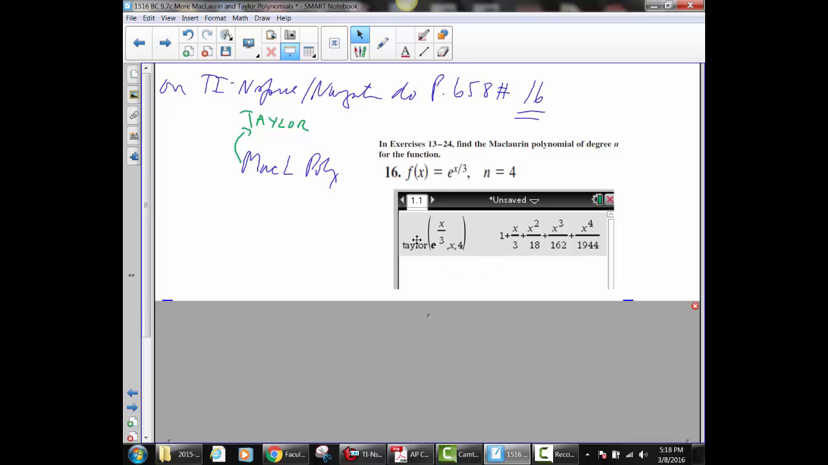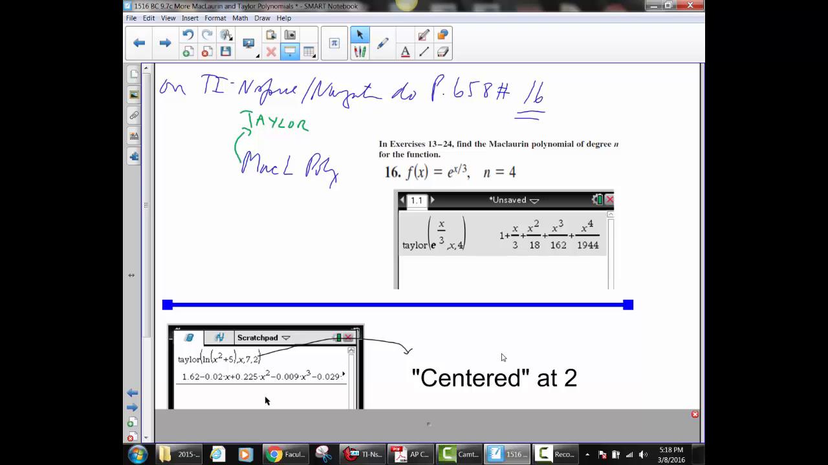So you go to catalog, under catalog you type in T, and then you'll see Taylor. You enter the function, you have to tell it with respect to variable x, and then you tell it the degree of the polynomial that you want. By not putting a fourth parameter, you're telling the calculator it's Maclaurin's, which is at c equals 0. Maclaurin's is really a Taylor polynomial where c equals 0. And this is what you'll get. And if you did it by hand, that's what you should get as well.